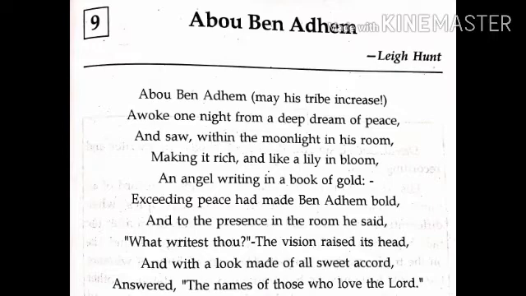When you are comparing a person or a thing with another item using as or like, what is the poetic usage used there? Yes, it is simile. So what happened to Abou one night when he was sleeping? He was suddenly made to wake up from his sleep. When he woke up, what did he find with the help of moonlight in his room? He found an angel writing in a book of gold. How is the angel compared here? Like a lily in bloom, just like lily, which is fresh and splendid.